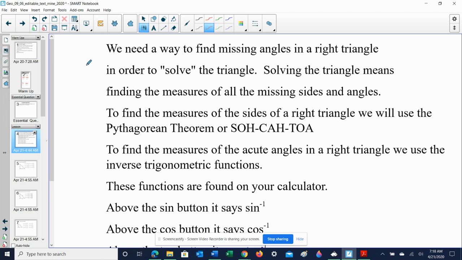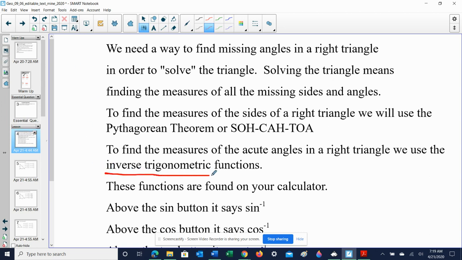So we need a way to find those missing angles in the right triangle in order to be able to solve the triangle. Solving the triangle means finding all the measures of all the missing sides and angles. So you'll be given a few pieces of information, whether it's one angle and two sides, etc. To find the measures of the sides, we're going to use the Pythagorean theorem, just like we did in the last example, or possibly SOHCAHTOA, that will give us the side lengths. To find the measures of the acute angles in a right triangle, we use the inverse trigonometric functions.